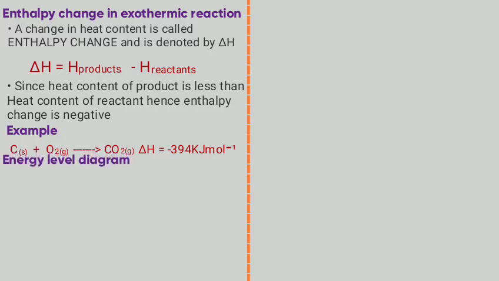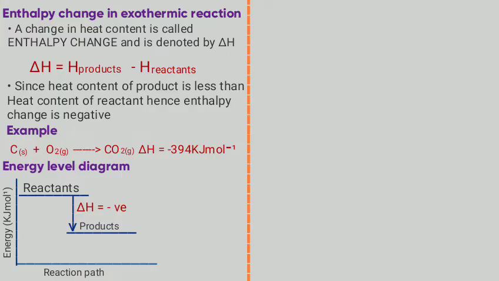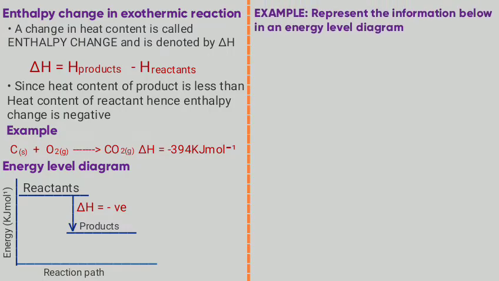Energy level diagram is shown below. Example: represent the reaction below in an energy level diagram. Sodium hydroxide plus hydrochloric acid gives sodium chloride plus water, delta H is negative 57.2 kilojoules per mole. The diagram is shown below.